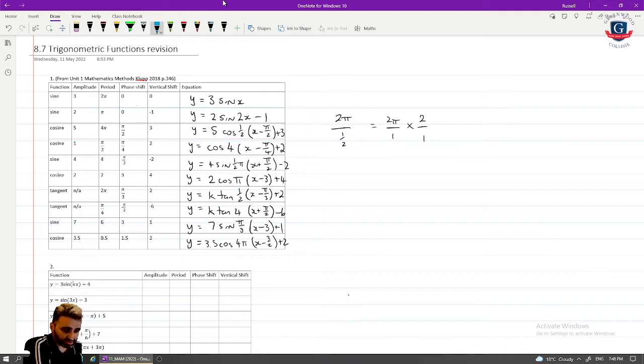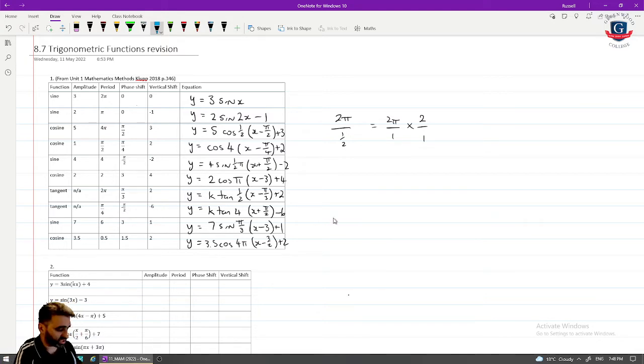What's going on here? 4 pi x, take 6x on 2. I have something wrong here. 4 pi x, yeah, 12 on 2, 6. That's right. Take 2. Yeah, all's good. Okay, so we pretty much got those right.